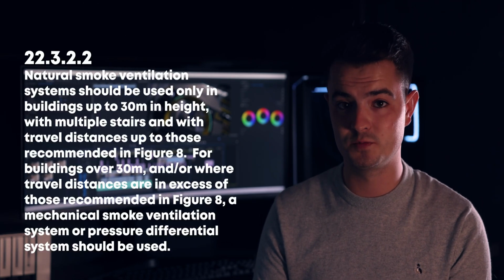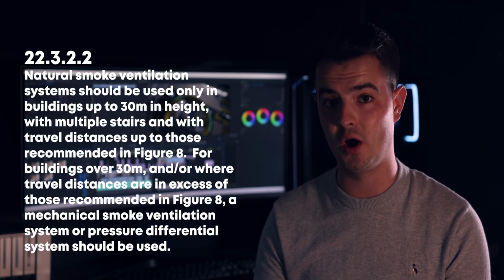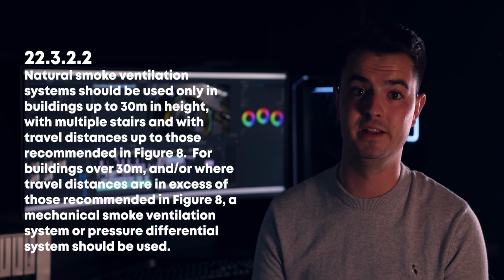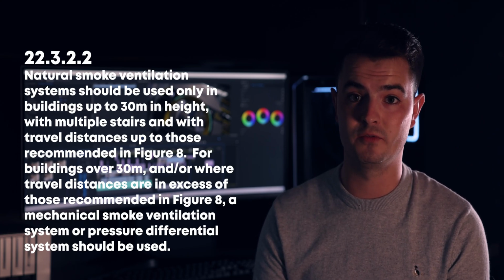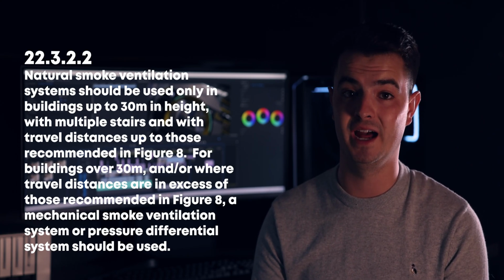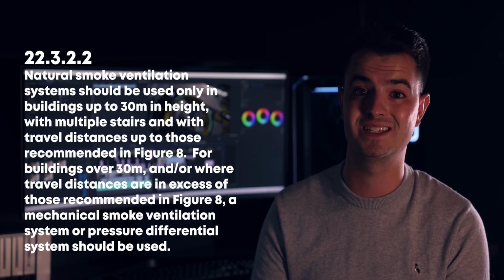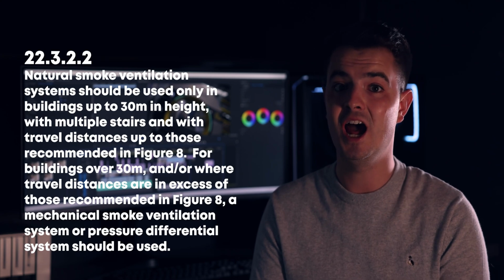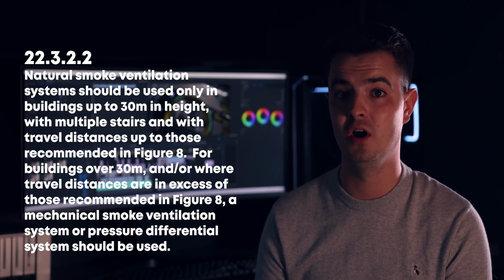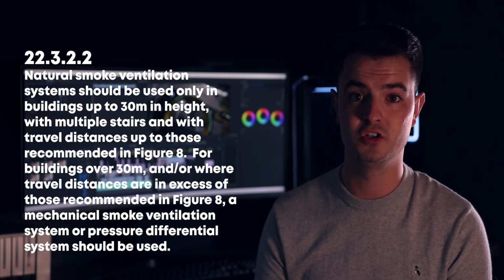Well, 22.3.2.2 changes that. It states, natural smoke ventilation systems should be used only in buildings up to 30 metres in height, with multiple stairs, and with travel distances up to those recommended in Figure 8. For buildings over 30 metres and or where travel distances are in excess of those recommended in Figure 8, a mechanical smoke ventilation system or pressure differential system should be used.